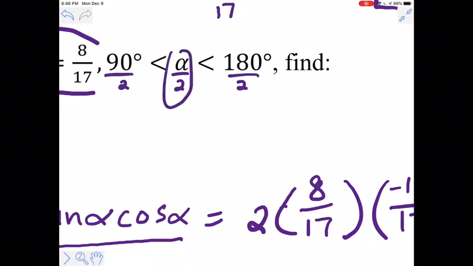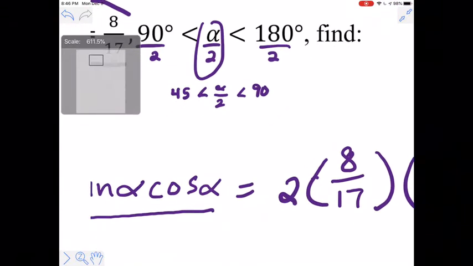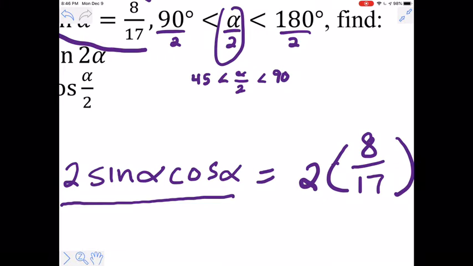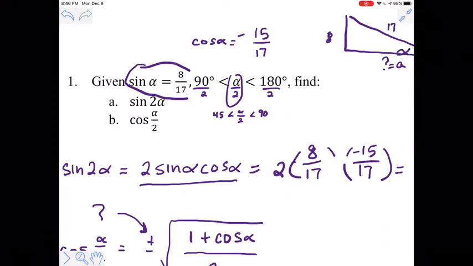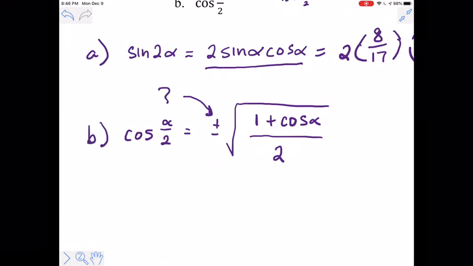So we want to figure out alpha over 2, and it looks like it's going to be sandwiched between 45 degrees and 90 degrees, which puts it in quadrant 1. Everything is positive in quadrant 1. So cosine of alpha over 2 would also be positive in quadrant 1. So we want the positive square root.